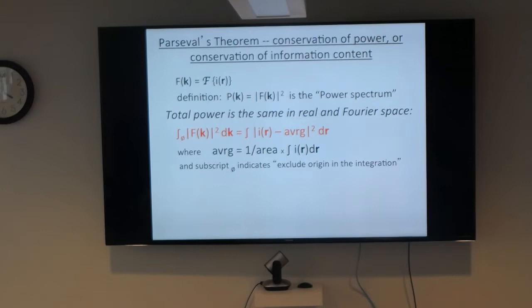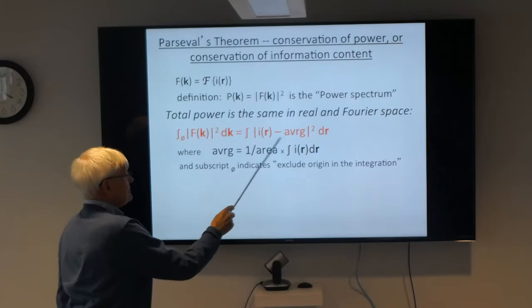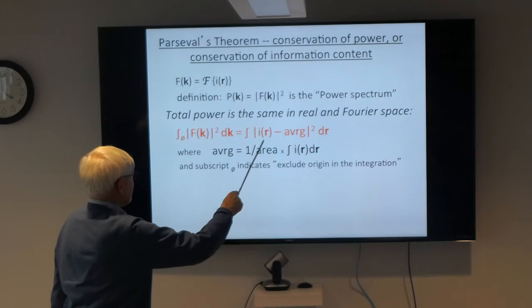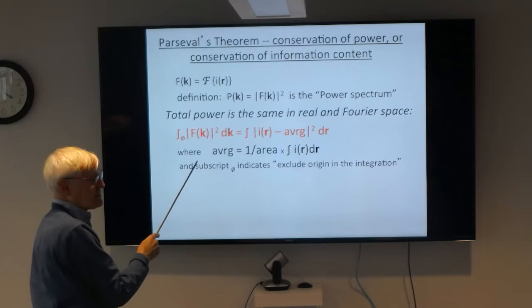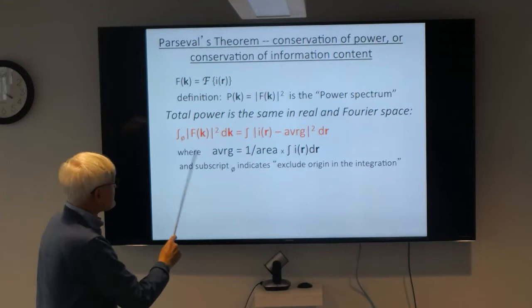So you can either integrate over the image, subtract the average, square, and integrate over everything. So this is the variance, and you integrate over it, over the entire image field. And this is the same as if you integrate over the power spectrum and leave out the zero term. Now, leaving out the zero term is equivalent to taking the average away here. Okay? So this is always the same. This is Parseval's theorem.